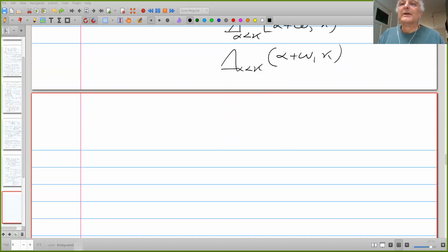Okay, now we go back to Fodor's theorem, which characterized stationary sets in terms of intersecting every closed and unbounded set. And we're going to do the theorem that makes stationary sets so important.